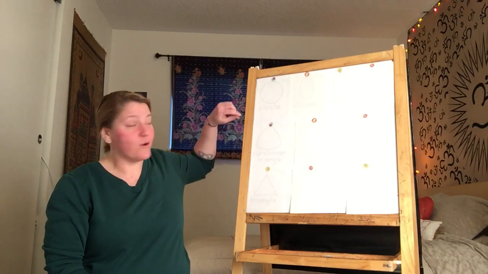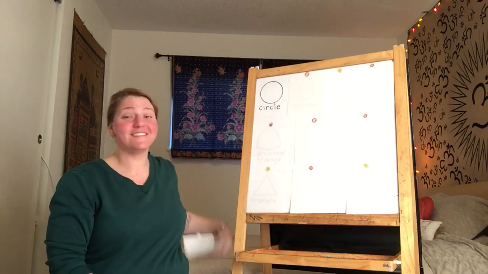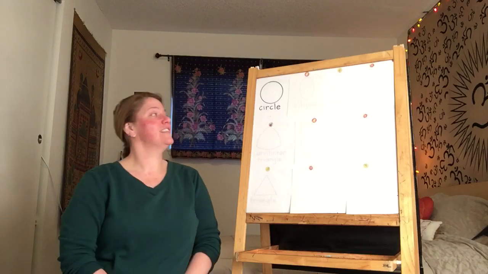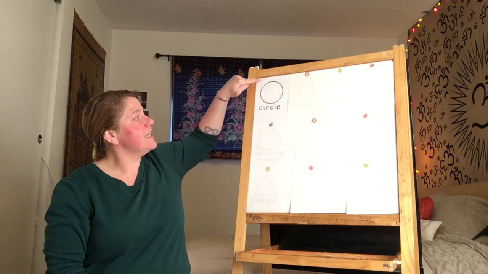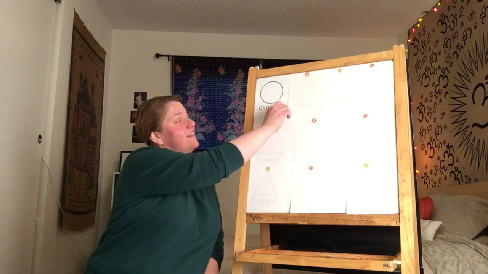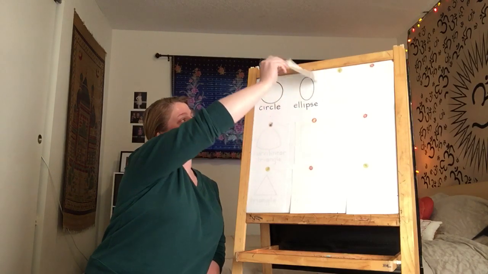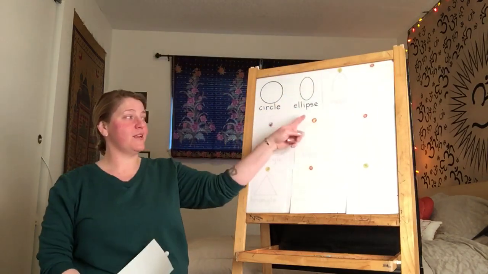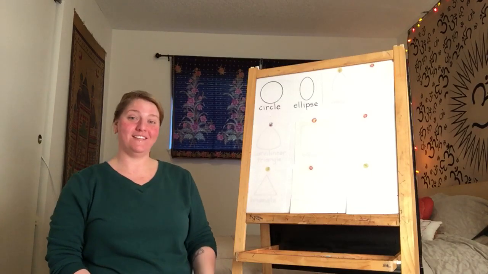So the first shape we're going to talk about is a circle. You can see the shape of the circle. It's a line that keeps going. For our next shape, see if you remember the name of this shape. Do you remember this shape? It's an ellipse. That's right.